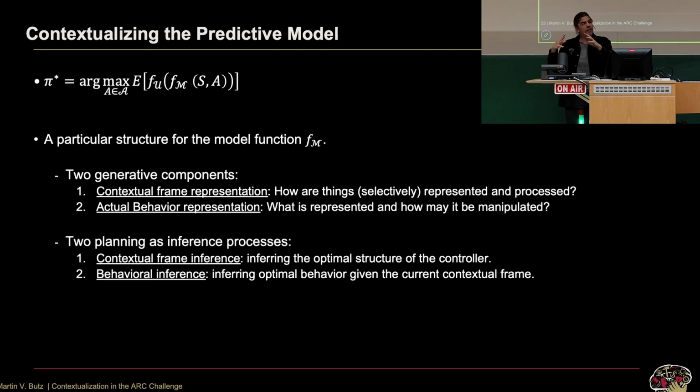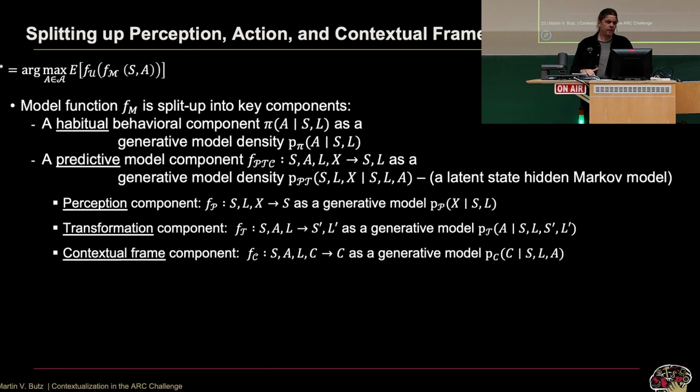So if we solve the ARC task, what does this mean? We want to represent the ARC task in such a way that I know how these transformations unfold, where they come from, in the simplest way of translating the ARC task. And we argue that this model has two particular components to it. A contextual frame representation that essentially says the control structure, how I do my inference, and then the actual behavior representations that decide how I really infer my behavior within this structure. And this model function can be split up into further components in order to realize this.